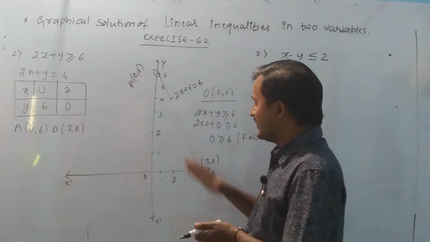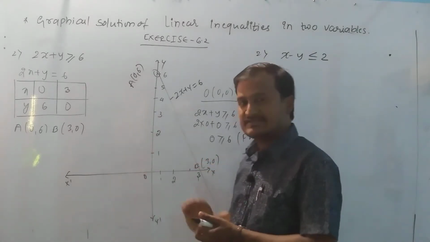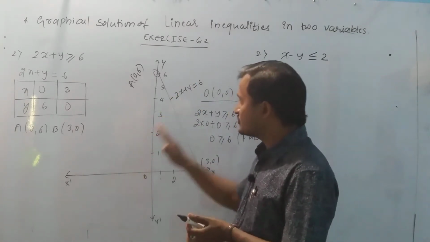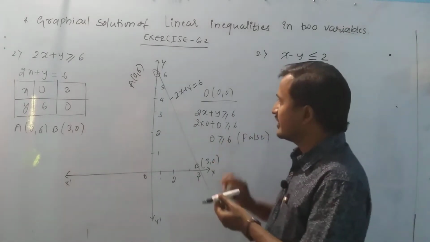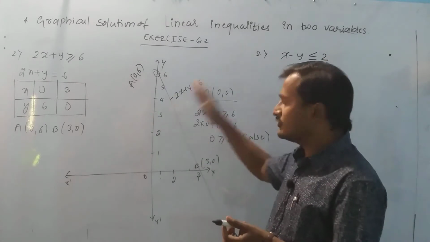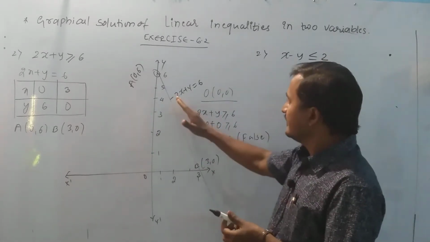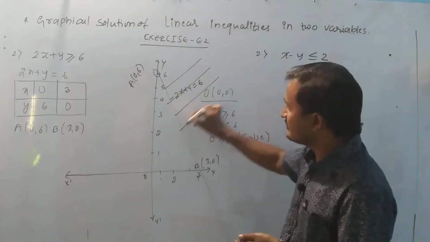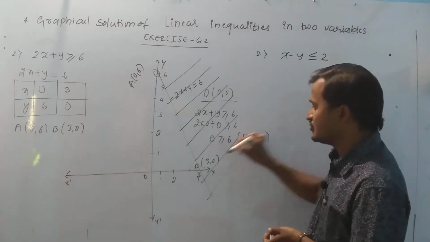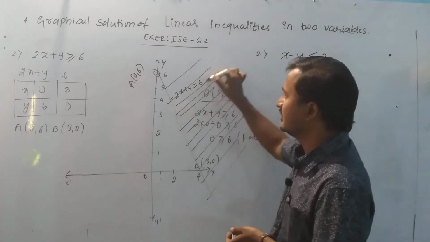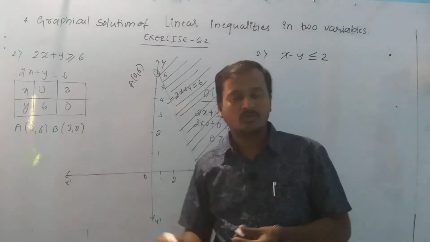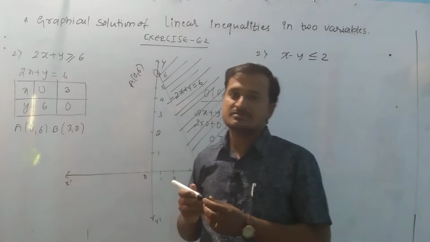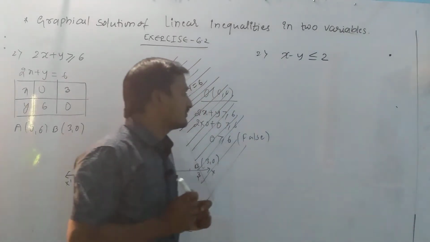So it means that the point which lies below this line does not satisfy this inequality. So we have to shade above this line, because the points lying there satisfy the inequality. So the solution region is above this line. Is it clear to everyone? We have shaded above the line, so the points here satisfy the inequality. Next we'll go to the next question.